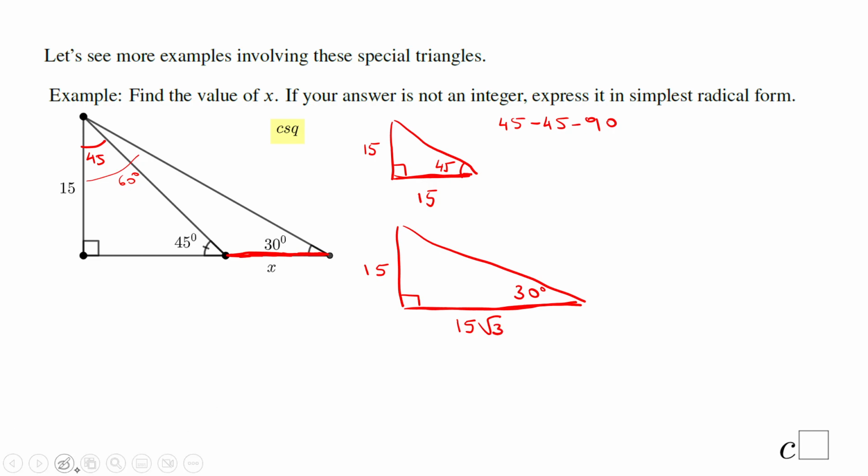One last step to find this x. If you notice, this x is nothing else than the difference between the longer leg and this leg of this 45, 45, 90, which is 15. That's it for this problem.